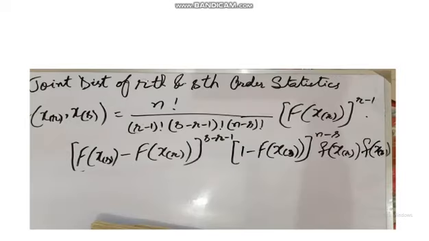Next is the joint distribution of the rth and sth order statistics. If we have the rth variable and the sth variable, then the joint density of these r and s in order statistics may be found by using this particular formula given here.